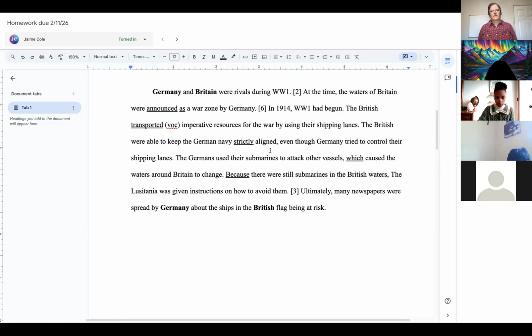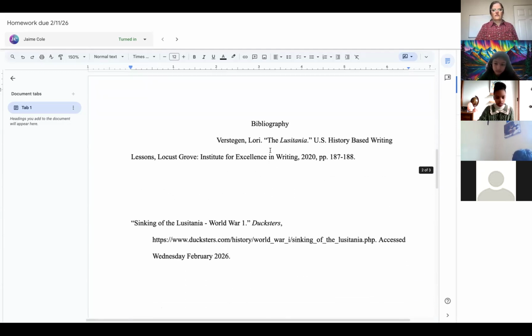The Germans used their submarines to attack other vessels, which caused the waters around Britain to change. Because there were still submarines in the British waters, the Lusitania was given instructions on how to avoid them. Ultimately, many newspapers were spread about by Germany about the ships in the British flag being at risk.